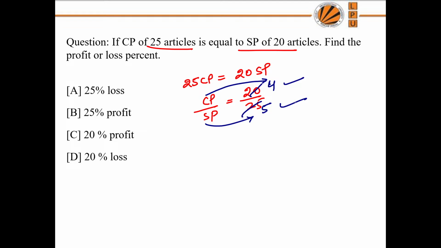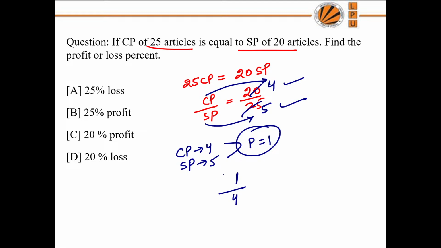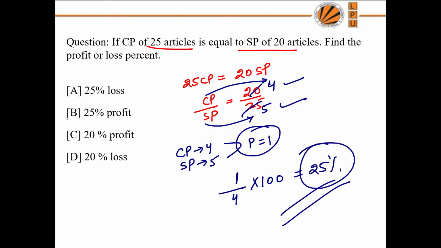So it is a clear profit because SP is greater. So if CP is 4, SP would be 5. So there is a profit of 1 unit. In percentage it would be 1 over 4 because profit and loss is always calculated over CP. So then you will multiply it by 100. So the final answer is 25% profit, which is option B.